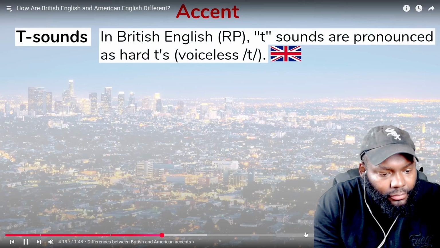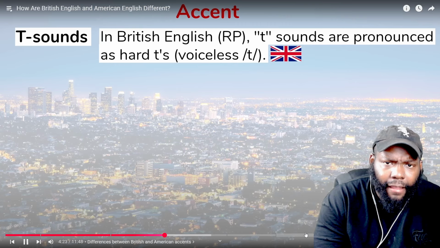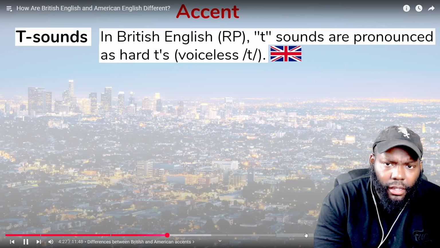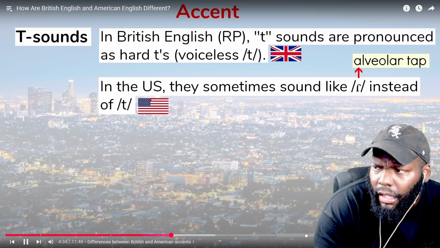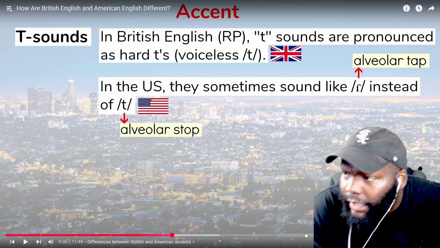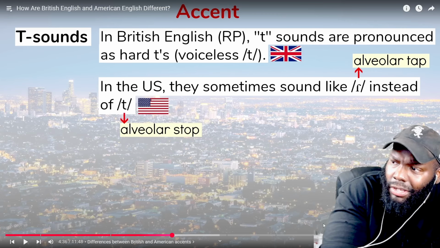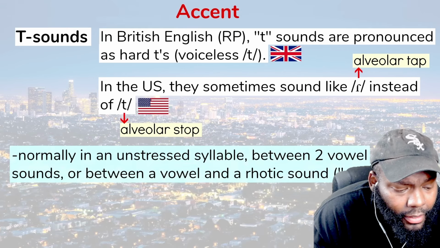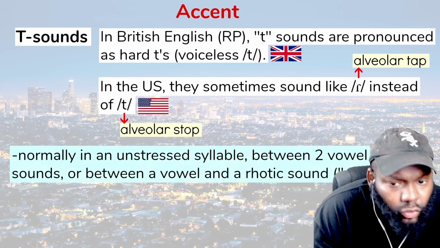T sounds. In British English, and again, I must emphasize that I'm talking about the accent referred to as received pronunciation, T sounds are pronounced as hard Ts. In other words, voiceless T sounds. In the US, they sometimes sound like D, an alveolar tap instead of a T. Yeah, the American school system failed me. An alveolar tap? What are you talking about? Stop. I'm learning. This normally occurs in an unstressed syllable between two vowel sounds, or between a vowel and a rhotic sound, like an R sound.